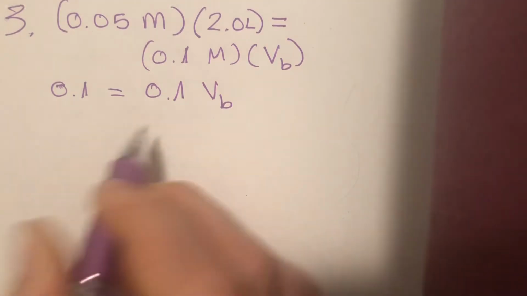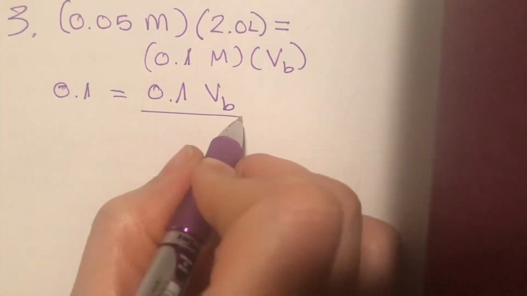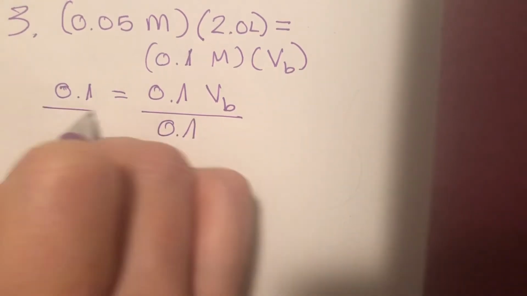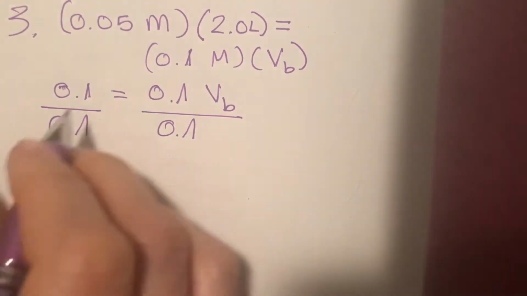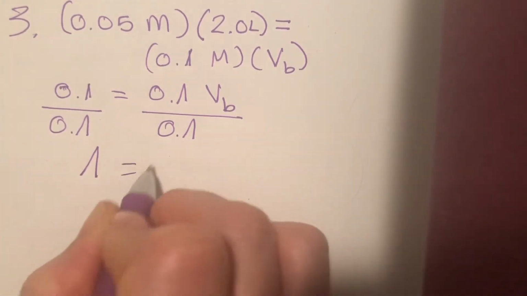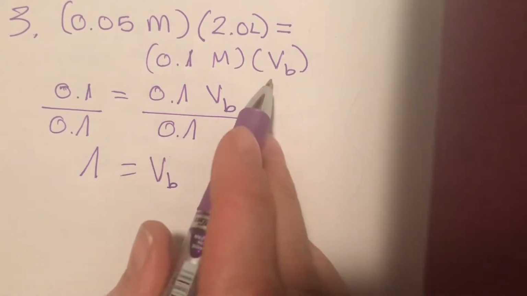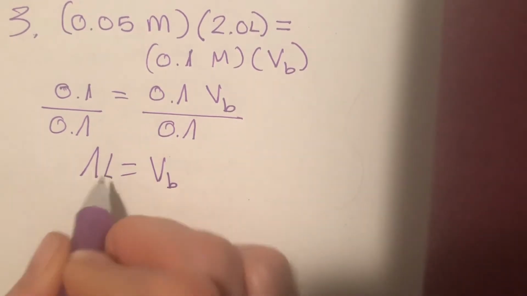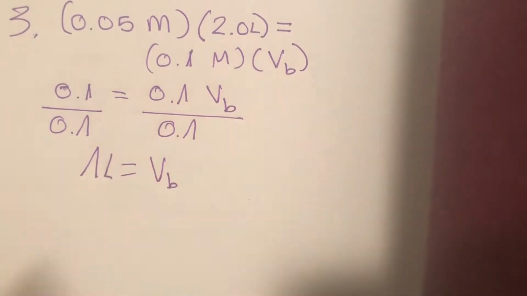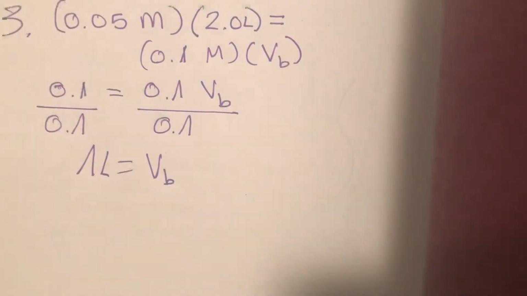VB. I need to still isolate this VB. We can't just say 0.1, because we need to divide on this side by 0.1, and divide this side by 0.1. 0.1 divided by 0.1 is going to be 1, which is equal to VB. So the number of liters that we end up using is 1 liter. But please remember that we've got to convert it to milliliters. I guarantee 100% there will be one on the test that is similar to that.